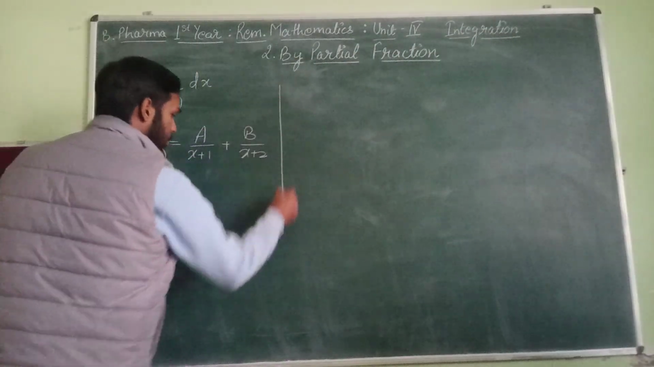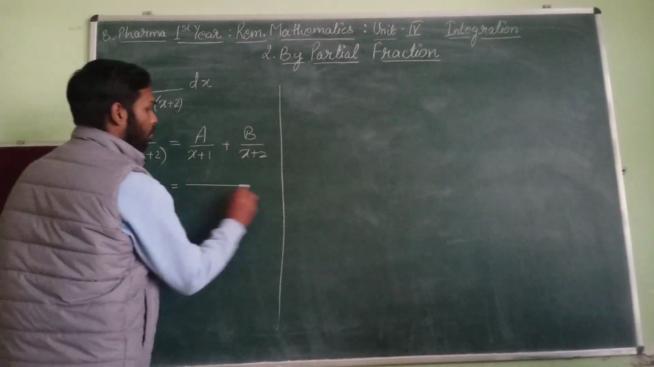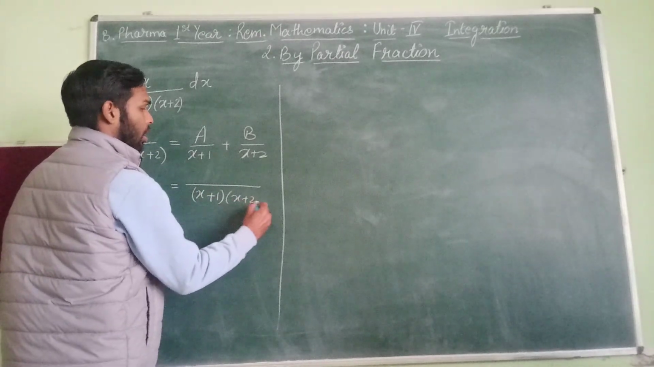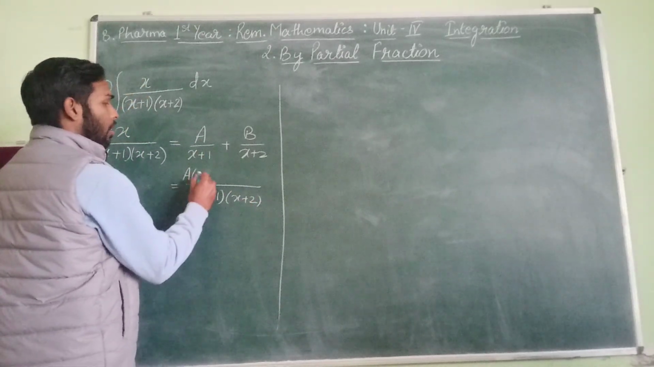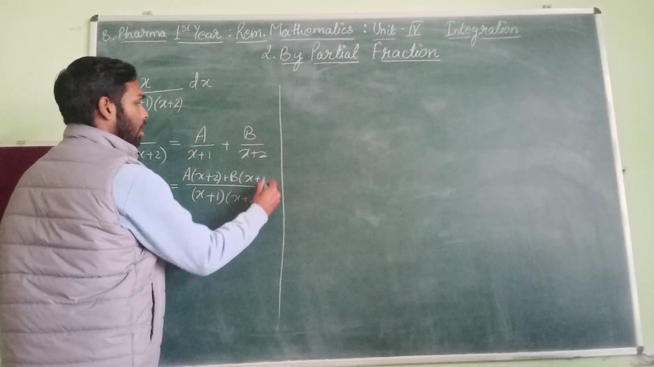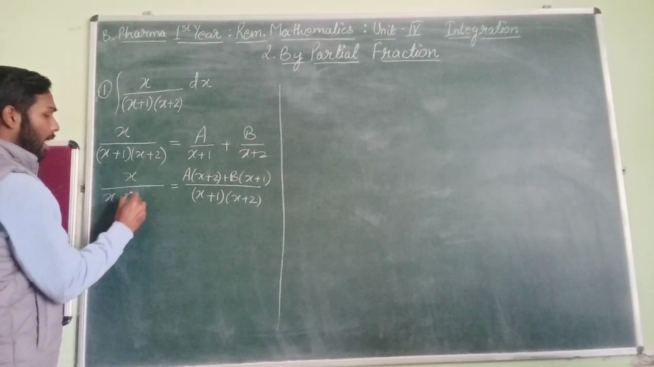Now, let us take the LCM on the right hand side. When we take the LCM, a will be multiplied with (x plus 2) and b will be multiplied with (x plus 1). And the left hand side we keep as it is.